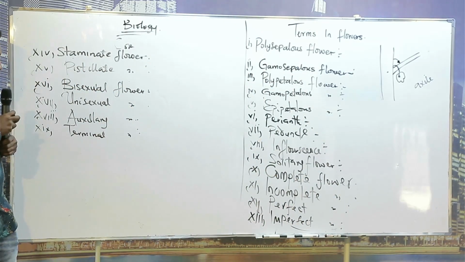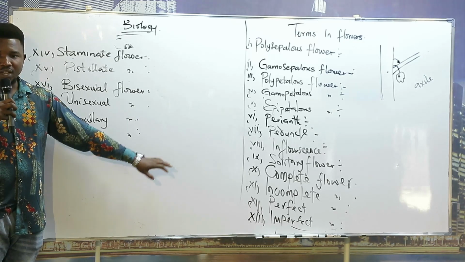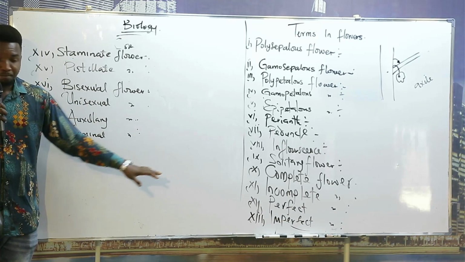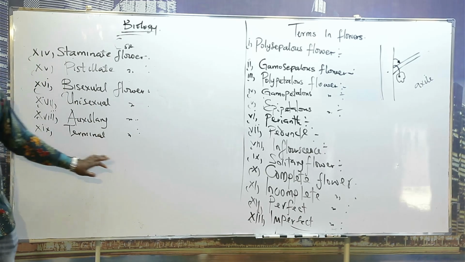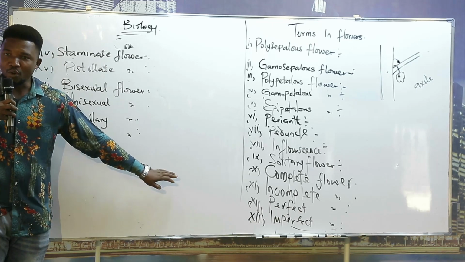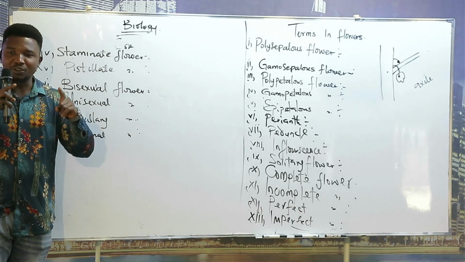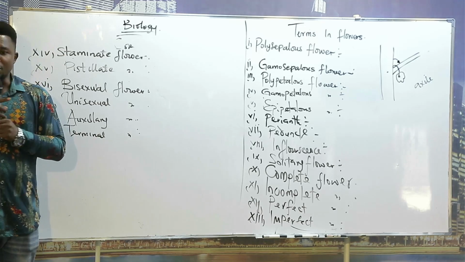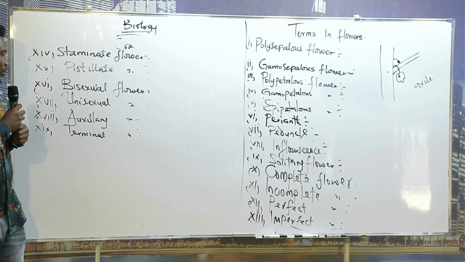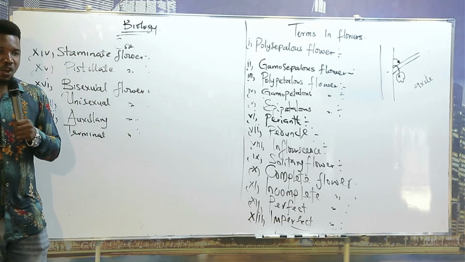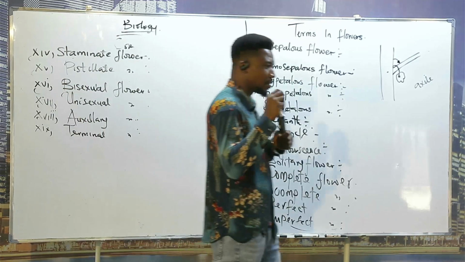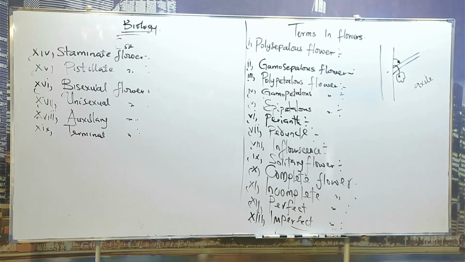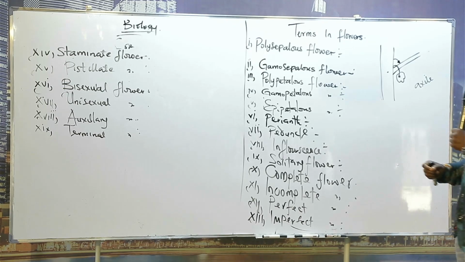That's what I just explained. Solitary flower is strictly on single flower. But terminal flower can be single or group of flowers. But all of them are growing at the tip. Do you understand? So that's why I made that statement. All solitary flowers are terminal flowers. But not all terminal flowers are solitary flowers. Do you understand?